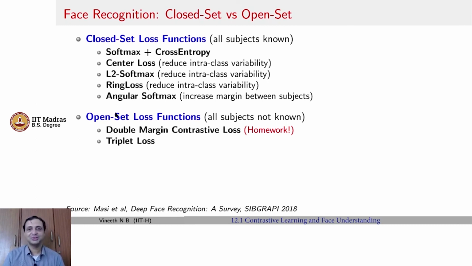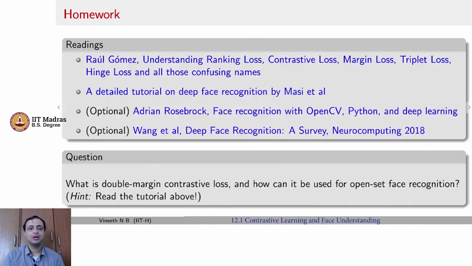What kind of loss functions do you use to train such a network? There is what is known as double margin contrastive loss that could be repurposed to achieve this. Even triplet loss could be used to achieve open set face recognition. For more details, you can look at this work called Deep Face Recognition: A Survey by Masi and others.